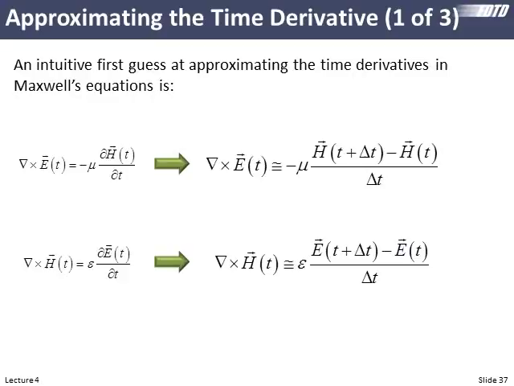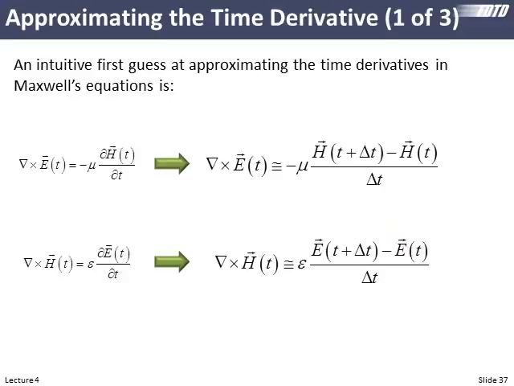Let's think about approximating the time derivatives. Well, we know we have spatial derivatives inside the curl operator, but we'll delay that conversation for next lecture, and we'll just assume that we can do that. But we have this time derivative of h and the time derivative of e. So let's just go ahead and do that. We calculate a finite difference for h and the same finite difference for e.